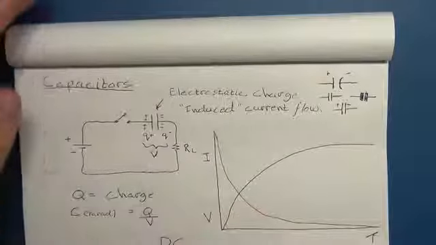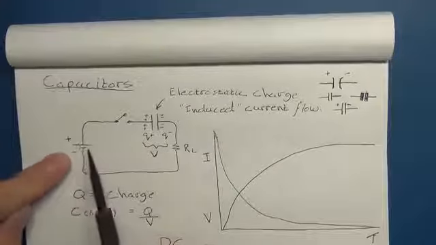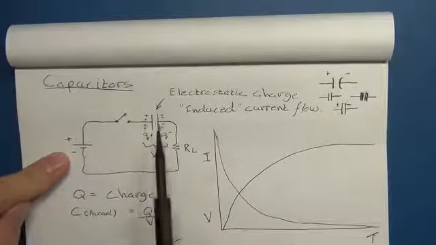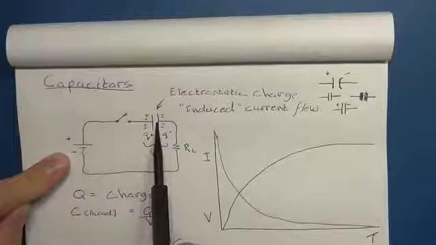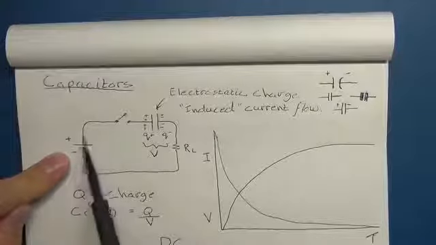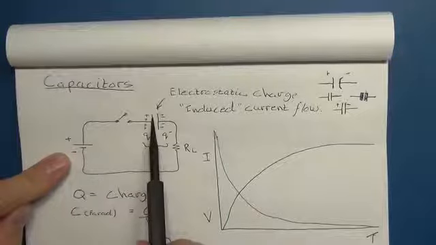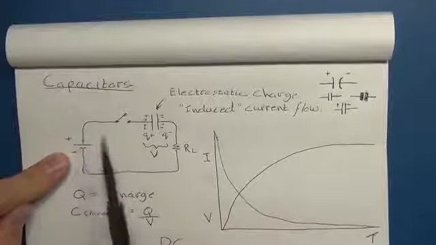Now if we have a look at our example here, we've got a DC supply going to that capacitor. The interesting thing to understand is that it will build up to the potential or the voltage of your supply over here, and then it's going to stop at that point. So the charge will build up to that point and then the current's going to stop flowing.